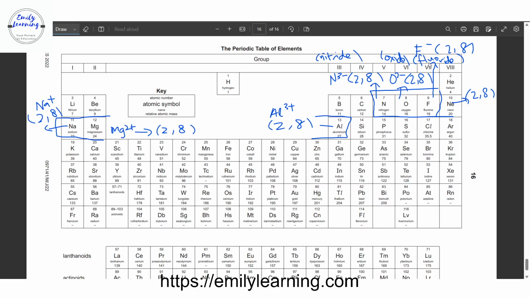Now that we know that magnesium ions, sodium ions, and aluminum ions have the same electronic configuration, and the neon atom has the same electronic configuration as Mg2+, N3-, O2-, and F- also have the same electronic configuration as Mg2+. Let's go back to the question that we have.